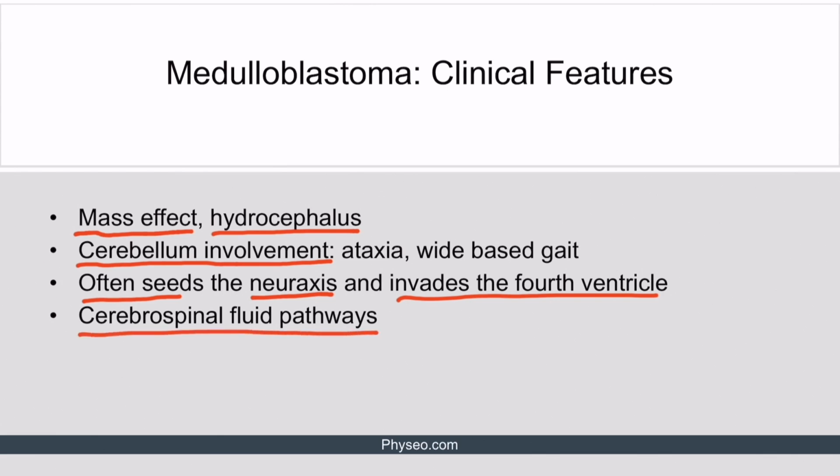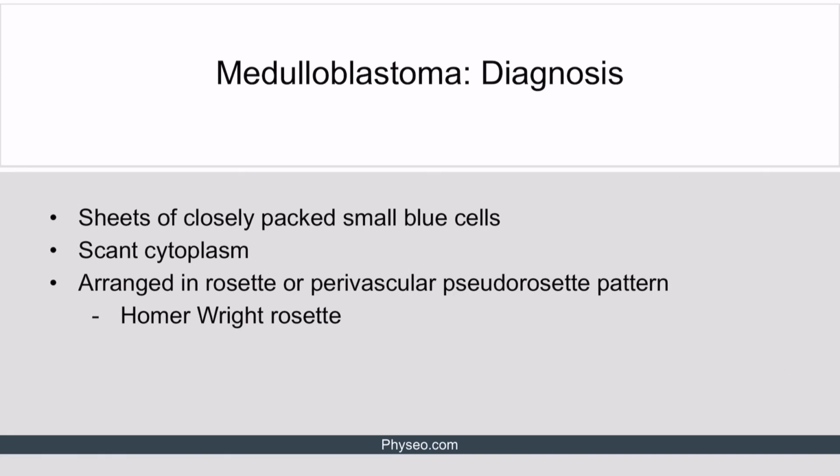Now let's continue to describe the diagnosis. Histologic characteristics include sheets of closely packed small blue cells with scant cytoplasm arranged in a rosette or perivascular pseudo-rosette pattern, also called Homer Wright rosette.